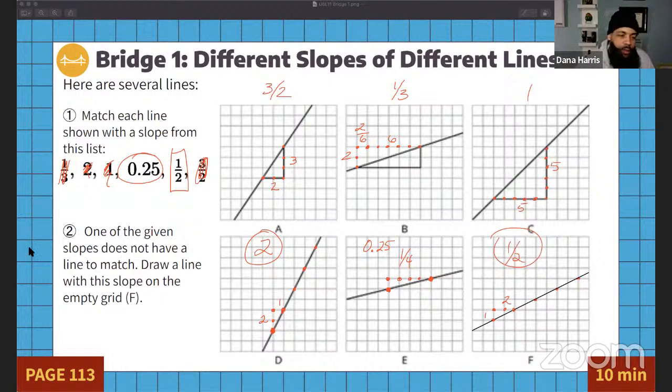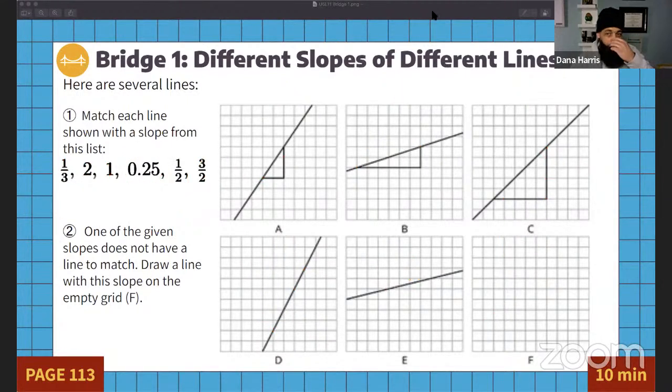Let's clear this out, and then we're going to go to the next slide. Bridge 3.